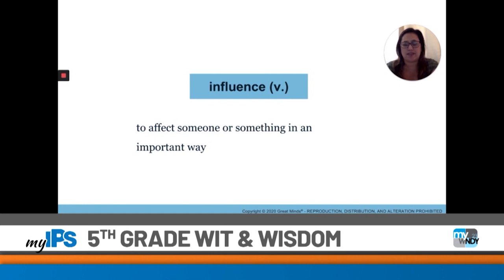You'll want to write down the word influence and underline it. Then follow with adding the definition next to it. It's okay if you use more than one line. We will continue adding to this vocabulary page throughout our lesson today and throughout our module. Feel free to pause the video to take a minute to write this down.